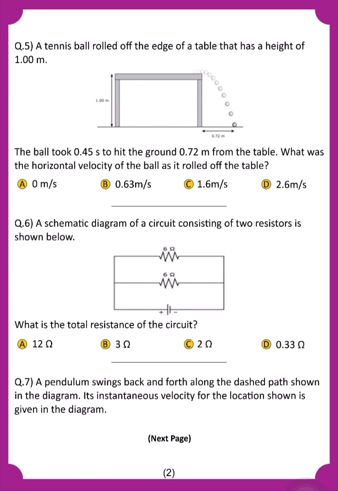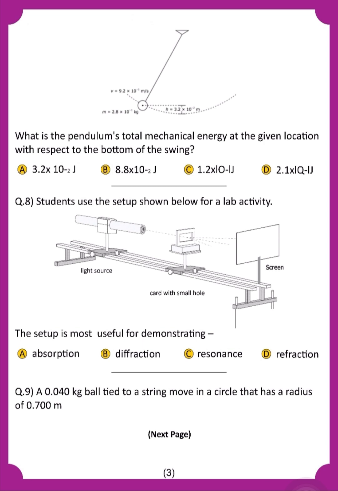Next question. A schematic diagram of a circuit consisting of 2 resistors is shown below. What is the total resistance of the circuit? Option number B, 3. A pendulum swings back and forth along the dashed path shown in the diagram. What is its instantaneous velocity for the location shown in the given diagram? Now you have to tell from which respect to the bottom of the swing moves. For that, option number D is correct, 2.1.